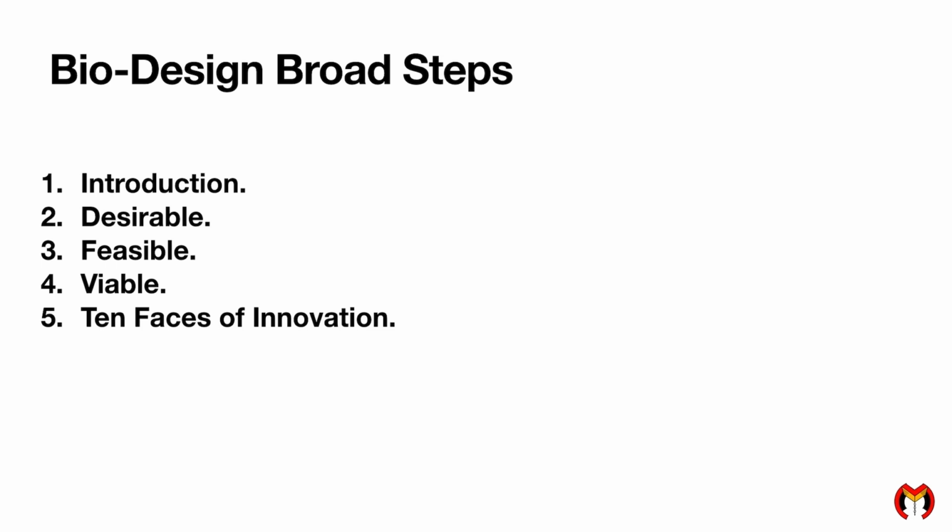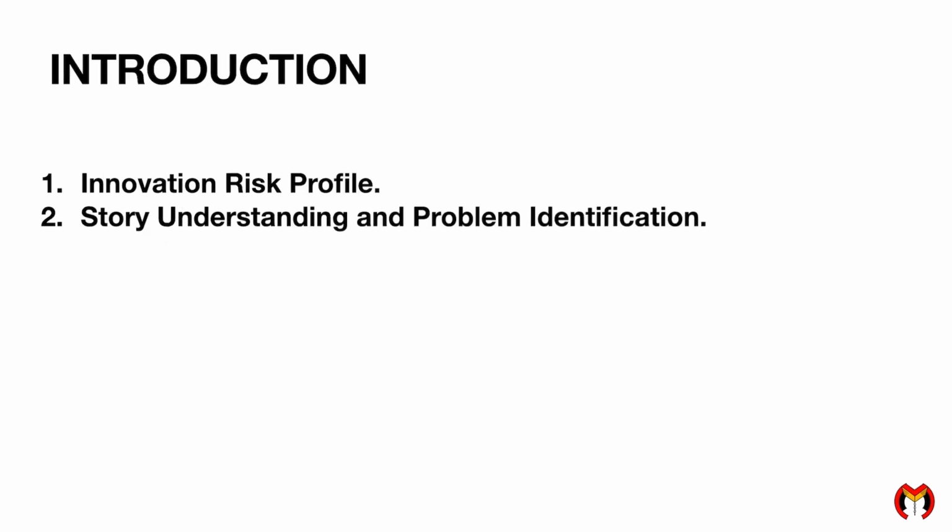So the basic steps start from the introduction or the primary survey. The second is the desirable thing that you want, the feasible thing that you can make, and the viable plan that you can make to implement this idea. And the final thing is a type of approach to the problem, that is the 10 phases of innovation. So coming to the introduction, this is one of the broad steps in the biodesign process.